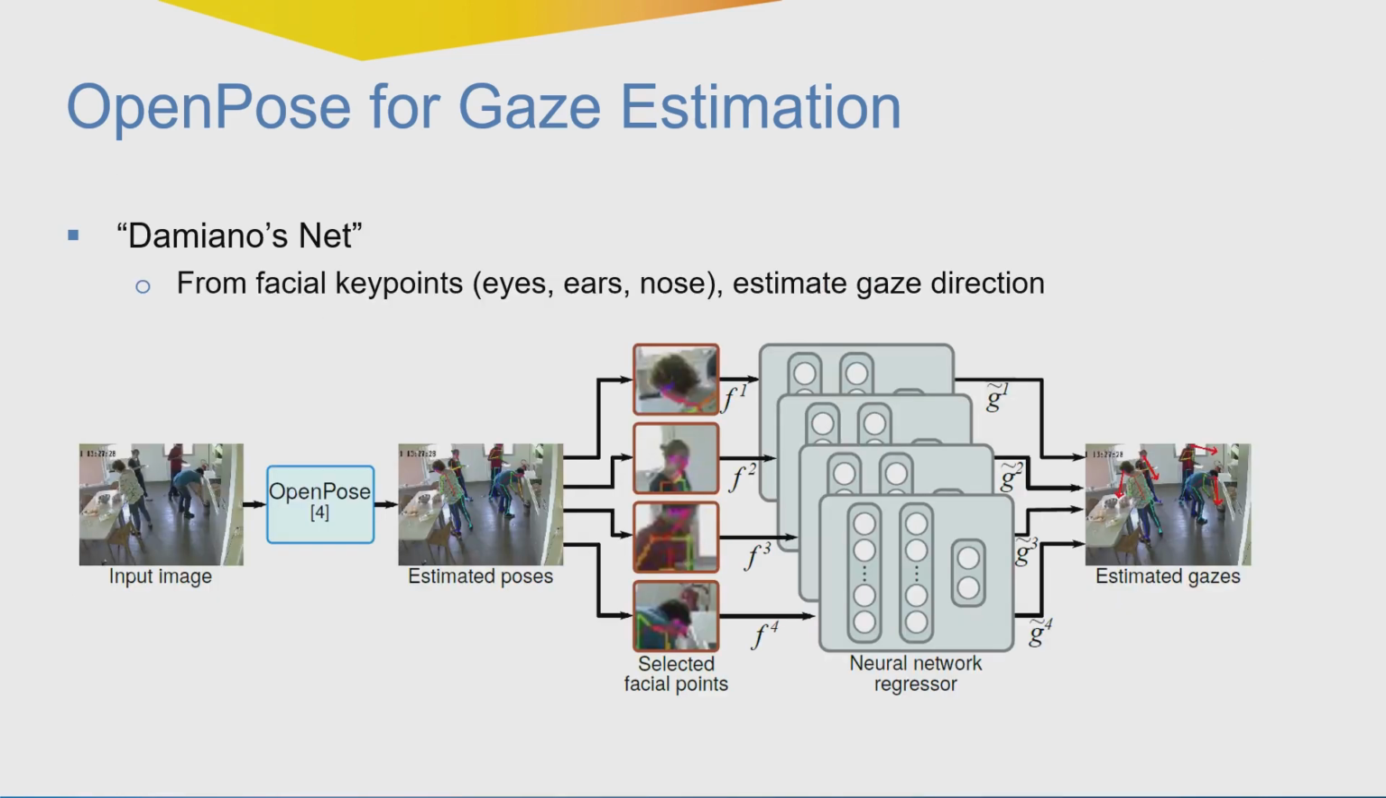So I'm calling this Damiano's net because we don't have any better name so far. Essentially you have the image, you run it through OpenPose, you get the poses that you have estimated, and then you get the facial key points specifically, and you have some sort of not so deep network. I think there are two hidden layers there. You train it to estimate the direction of the gaze, as illustrated by these red arrows here.